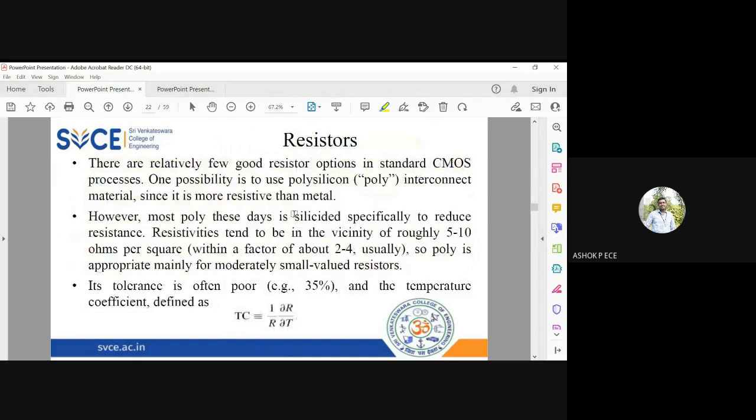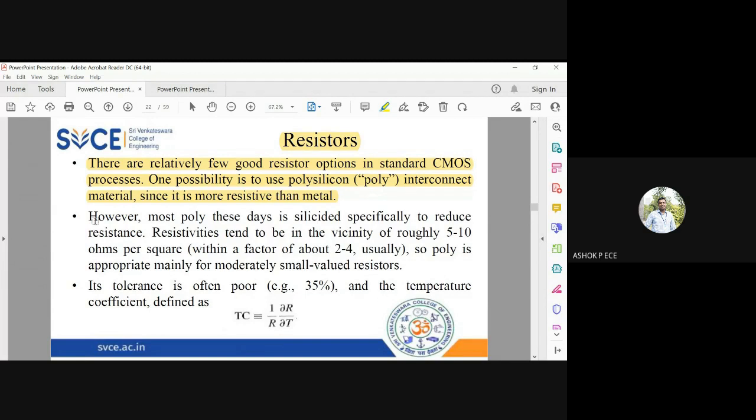So first we'll go for resistors. Some good options are available in CMOS. One is using polysilicon interconnect. We are going to use a polysilicon interconnect because it is going to provide more resistivity compared to a metal. Instead of having a metal, we are going to use a polysilicon interconnect material.